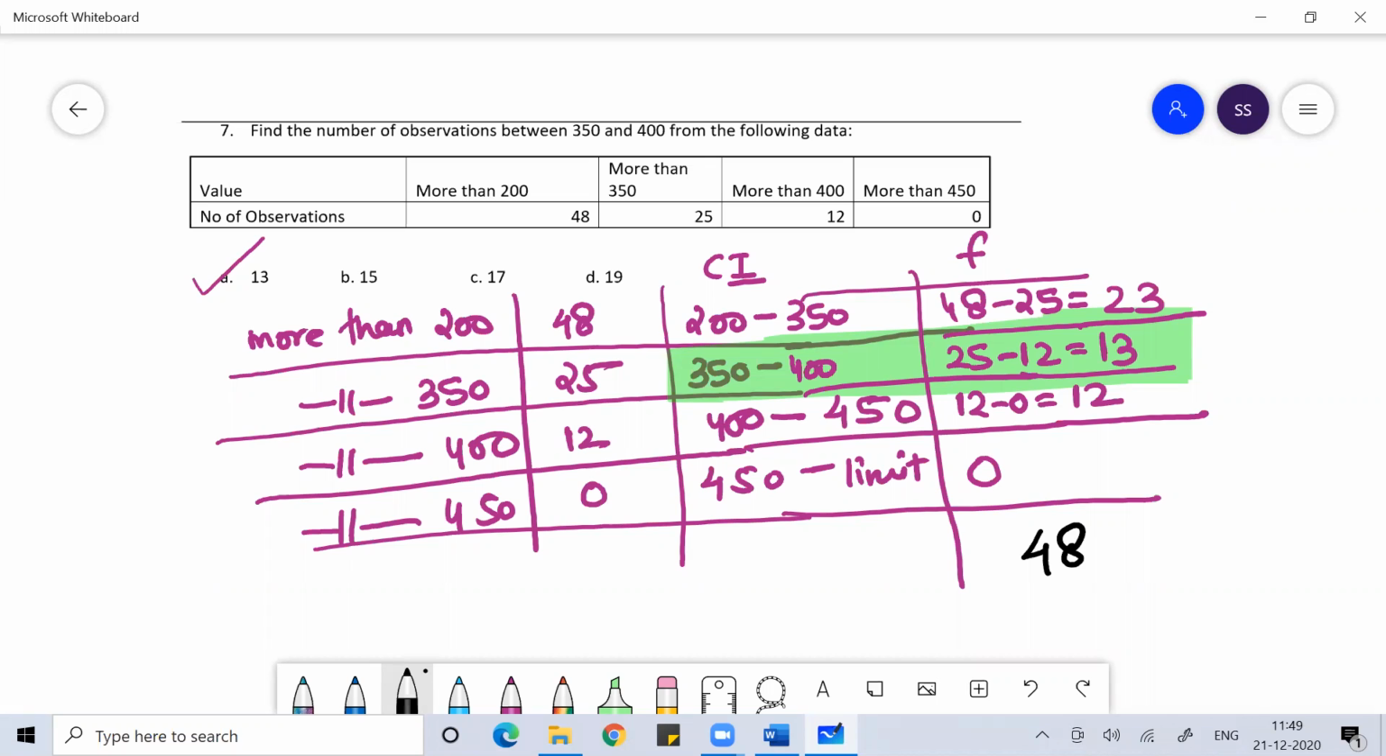I hope everyone understood this. Clear? Anyone have any doubt?